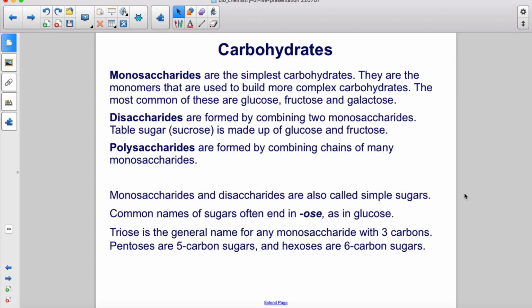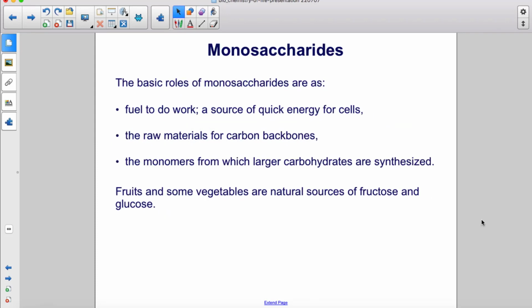Triose is the general name for any monosaccharide with 3 carbons. Pentoses are 5 carbon sugars and hexoses are 6 carbon sugars. The basic roles of monosaccharides are as fuel to do work, a source of quick energy for cells, the raw materials for carbon backbones, and the monomers from which larger carbohydrates are synthesized.